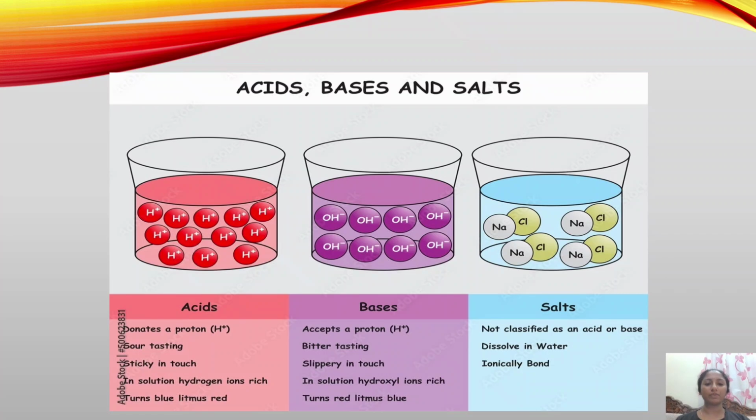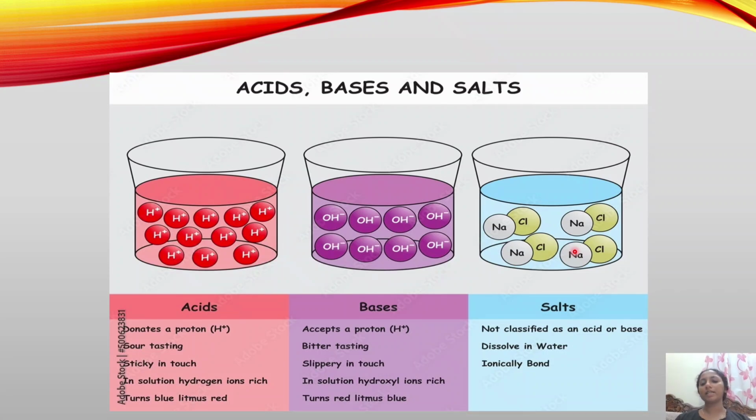When you are observing this slide, you can see that the acid has loads of H+ ions over here, right? Here you can see so many H+ ions. And in the case of bases, there are so many OH- ions. And here we have another case, that is salts. NaCl, common salt, is an example of a salt itself.